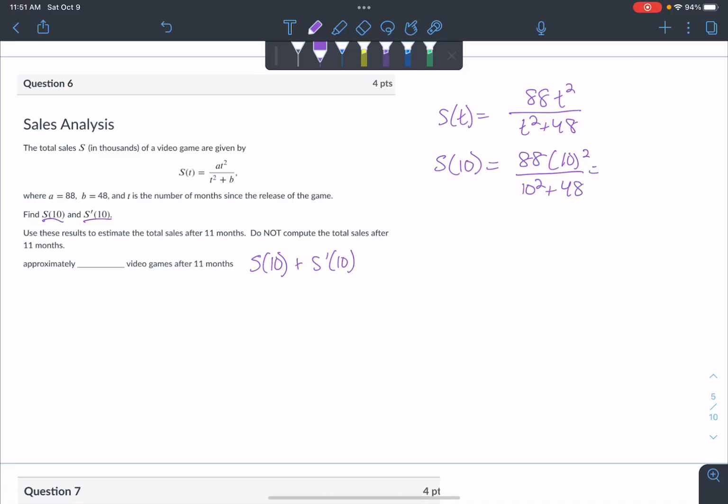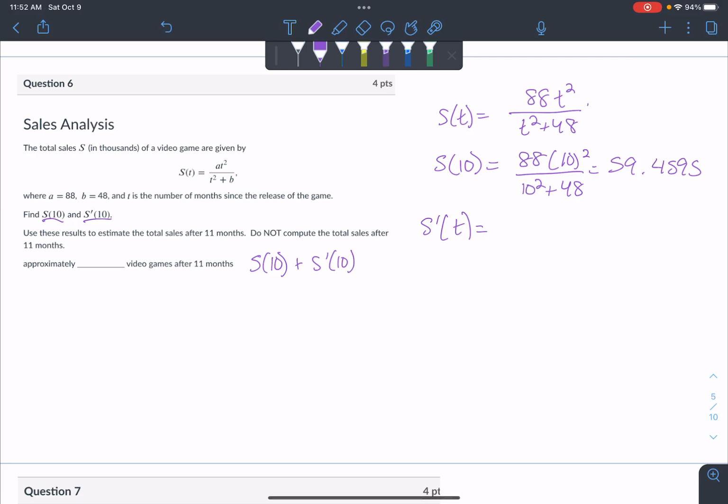And this, I believe, I got to be 59.4595. Again, I'm going to bring it out a few decimal places just to avoid rounding error. All right, and then we also will need the first derivative because we want to find S prime of 10. So we can use the quotient rule.